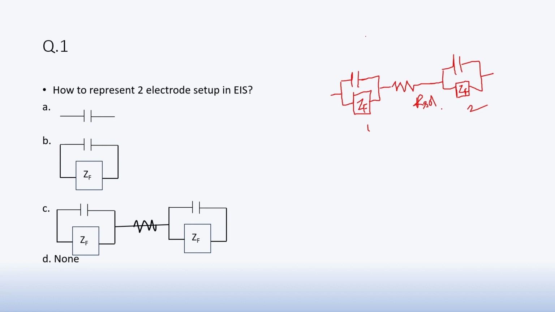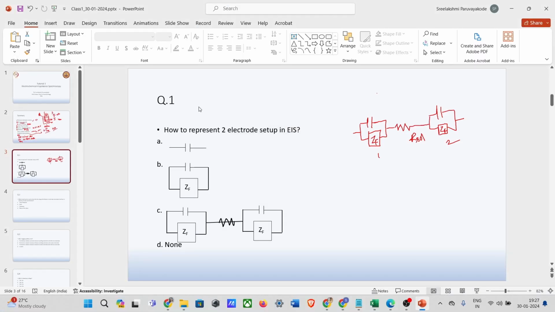How will you represent a two-electrode setup if one of the electrodes is a reference electrode? Can anyone tell me? What I mean is, instead of two electrodes, you have an X electrode and a Y electrode, of which I am telling you the Y electrode is a reference electrode. So how do you think the EIS representation is going to be? Can anyone tell me?